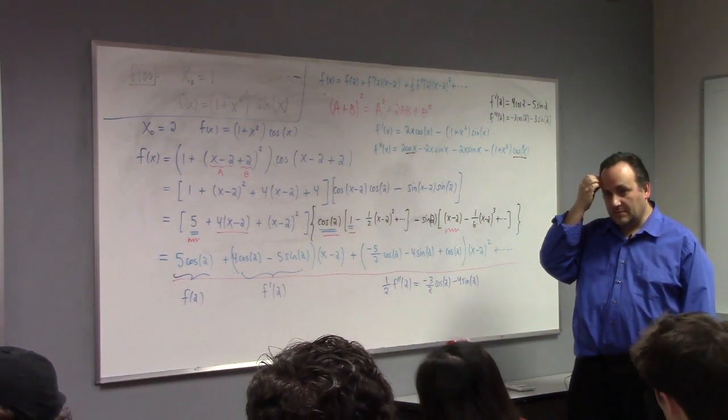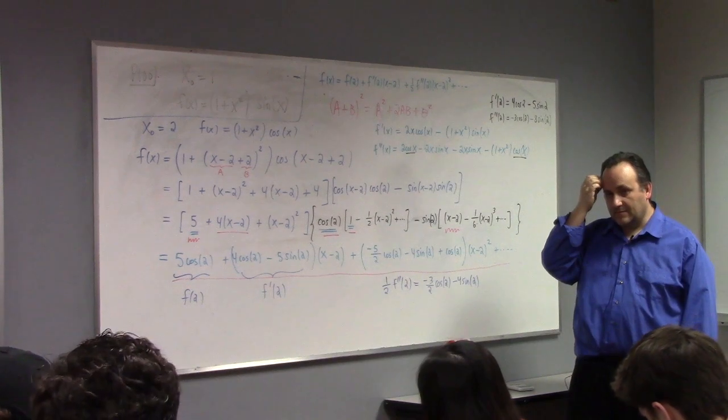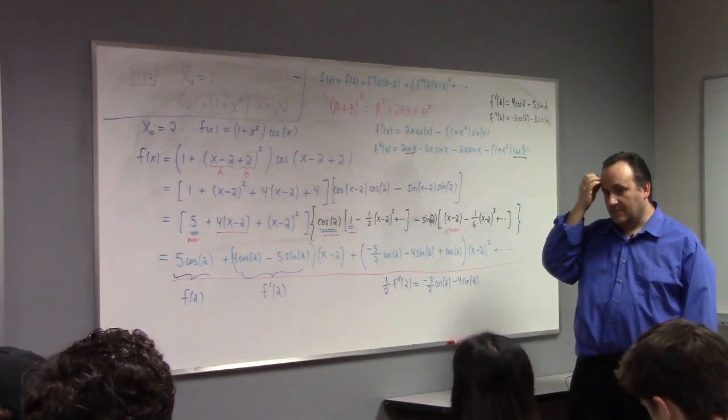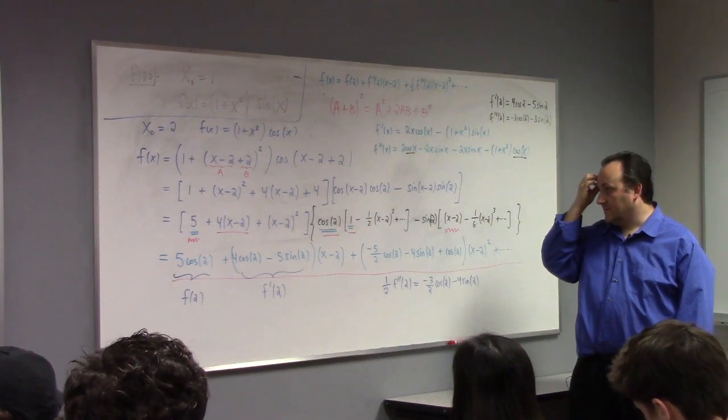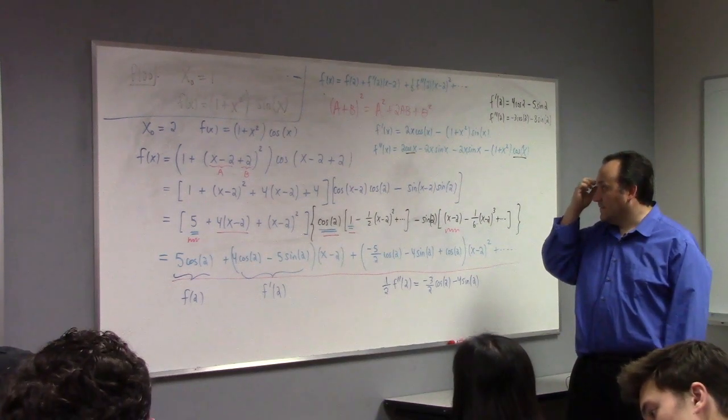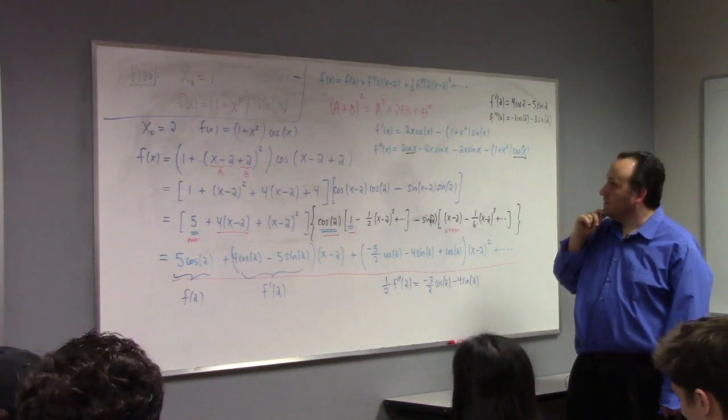Because I get the second and third order and stuff. I was just confused. Like 4 cosine 2 minus 5 sine 2, that's equal to f prime of 2. But I was confused how you decided to go to there.